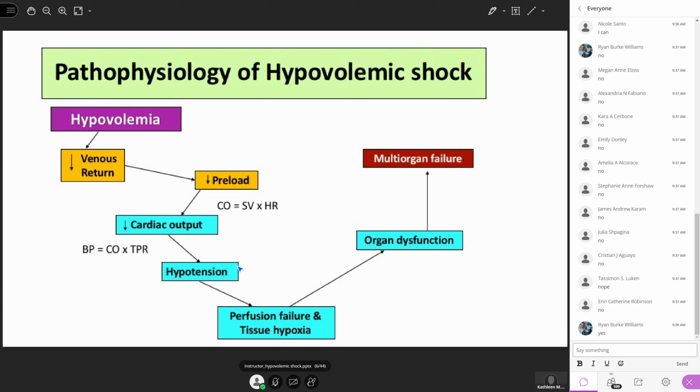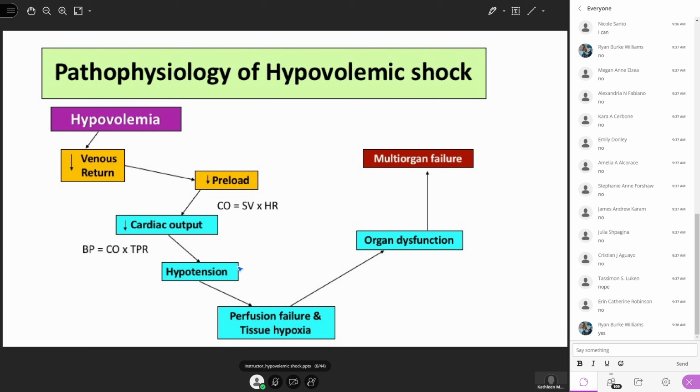They do that because, if you remember that picture I showed you, when the blood vessels vasoconstrict, they're trying to improve the preload. And remember, the venous return is low, so the preload is low. By vasoconstricting, they're hoping to increase the preload so that they can increase the stroke volume.